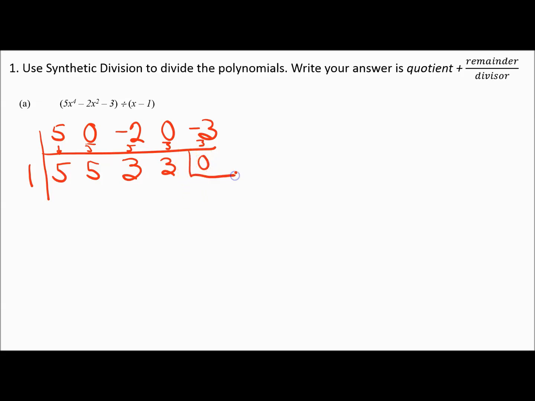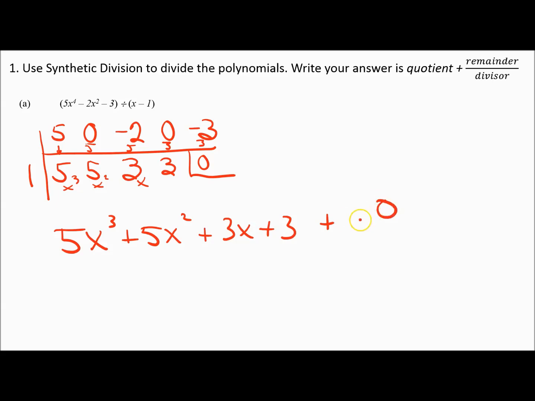I tend to put a square or some kind of way to block off the last number in line, because remember, that's our remainder. And then you can count backwards. That's your constant, that's your x squared, and your x to the 3rd. So don't leave it like this. Please write it in the formal notation, which is quotient, 5x to the 3rd plus 5x squared plus 3x plus 3 plus remainder, which is 0, over the divisor, which is not 1, it's x minus 1.